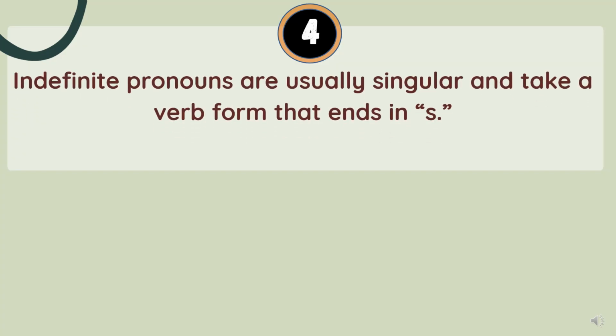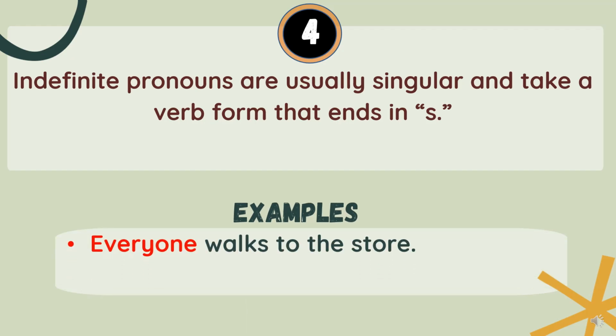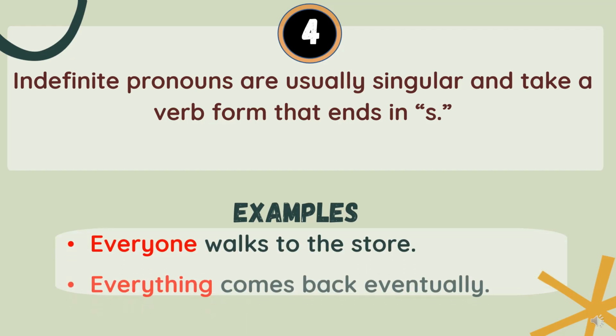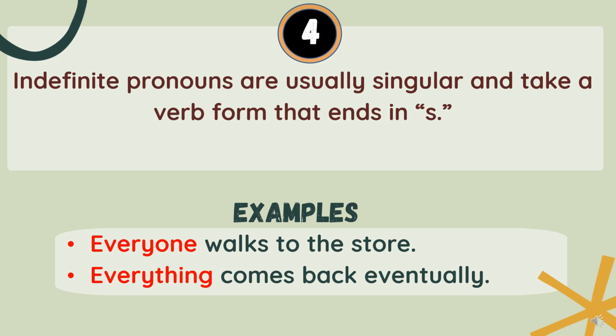Indefinite pronouns like everyone or everything are sneaky. They're always singular and demand that S on your verb. Here are some examples: everyone walks, not walk. Everything comes, not come. Remember, indefinite pronouns ending with body, one, or thing? That's your cue for a singular.